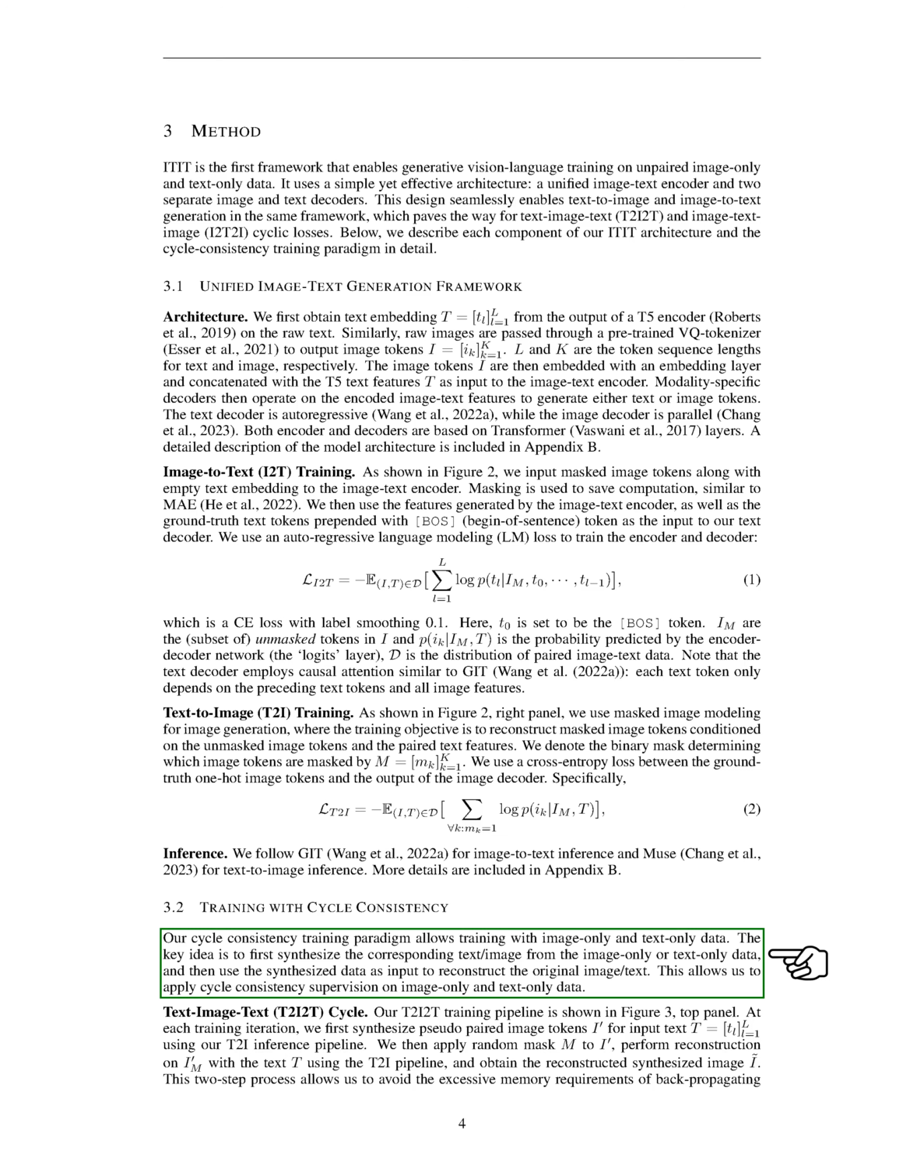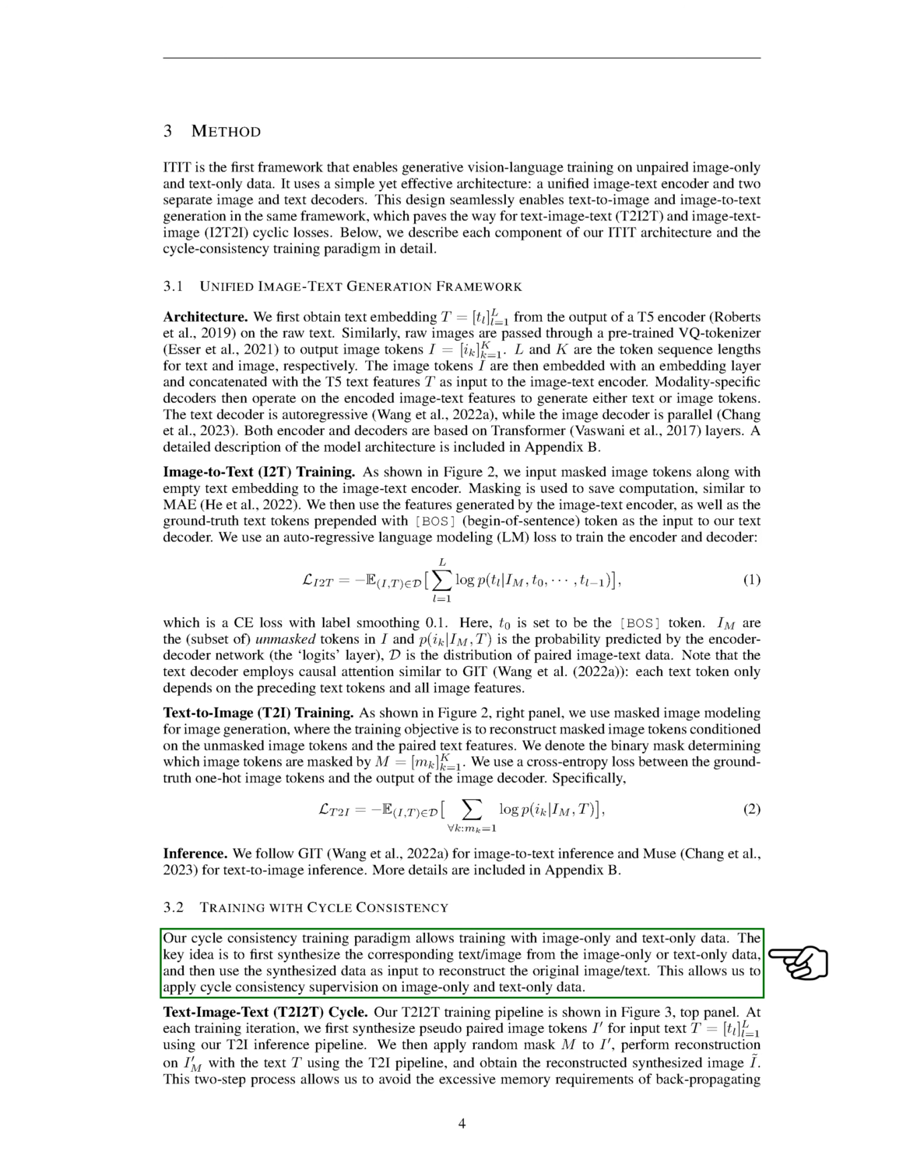Our cycle consistency training paradigm allows training with image-only and text-only data. The key idea is to first create the corresponding text or image from the image-only or text-only data, and then use the created data as input to reconstruct the original image or text. This allows us to apply cycle consistency supervision on image-only and text-only data.